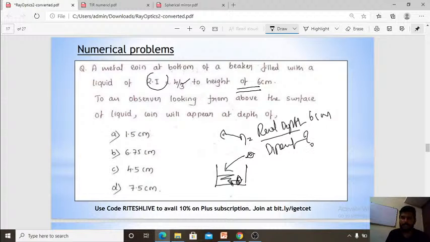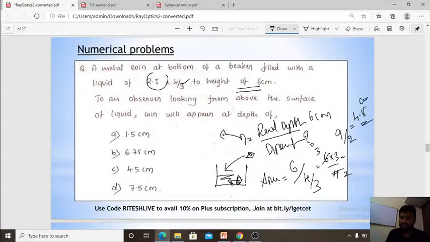How much? Apparent depth is nothing but real depth divided by eta. How much have they given? 6 divided by 4 by 3, that is 6 into 3 divided by 4. 2 3s are 6, 2 2s are 4, you get 9 by 2. How much? 4.5, I guess, right? 4.5 centimeter. The right answer is 4.5 centimeter, option number 3. So for KCET, this type of question will arrive. So please concentrate. Hope you understood, my dears. Okay, so I go for next.